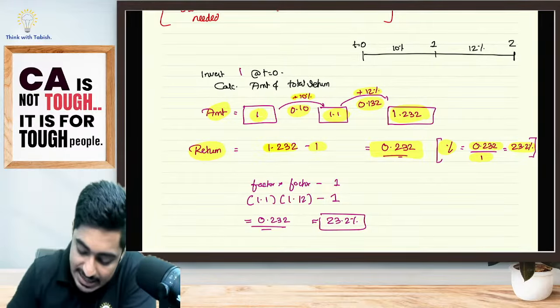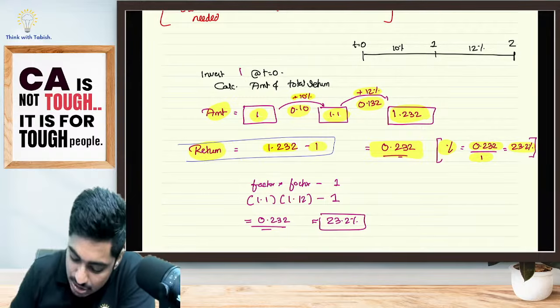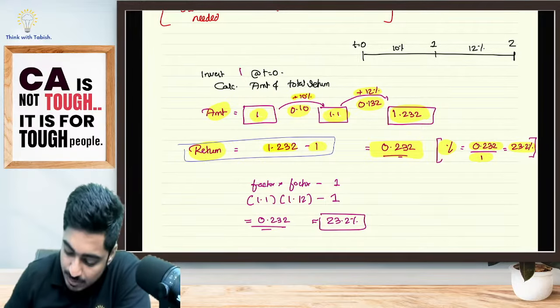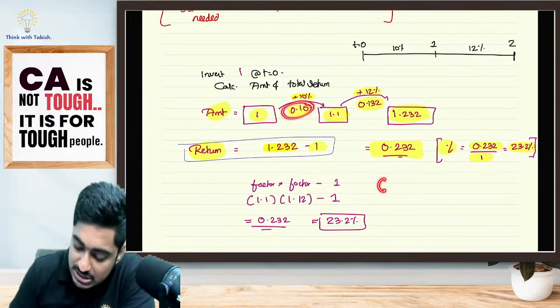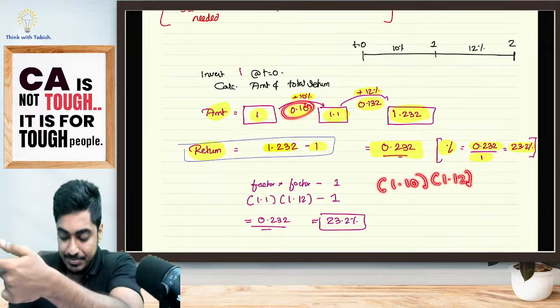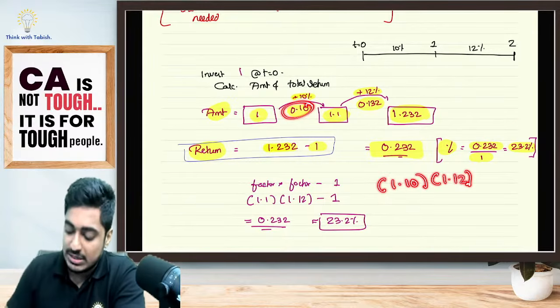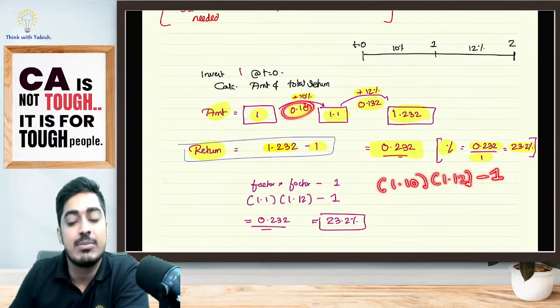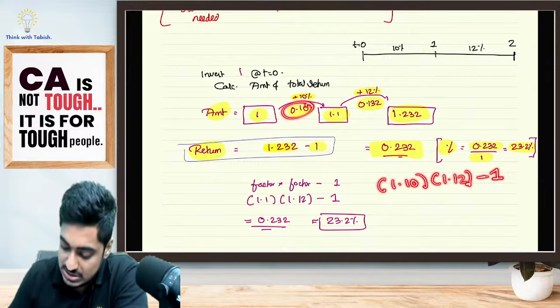Now understand, can I get the same answer using a simple shortcut? If I put 1 rupee, first year how much I got, 10%, 1.10. Second year how much I got, 1.12. This gives me total amount. I want income only, minus my principal amount. Yes or no?